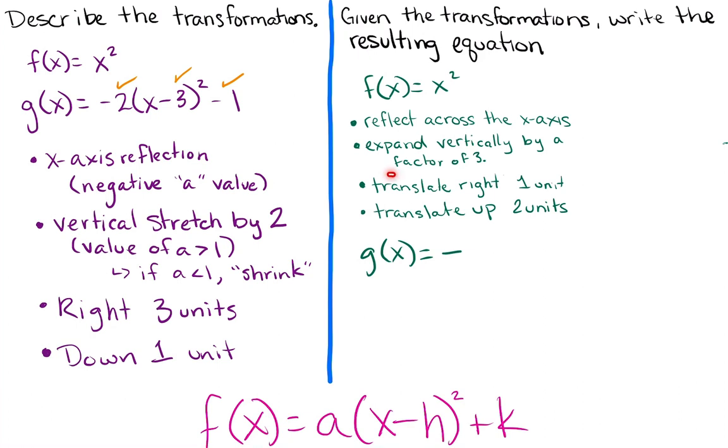And then I also notice that I'm expanding vertically by a factor of 3. And the word expand is a synonym to stretch. Okay? So that tells me that the value of A is also going to be changed. When we don't write the number in front of a variable, it's a 1. And I need to change that so I'm stretching by a factor of 3. Which means instead of having a 1 in front of my parentheses where my x is, I need to have a 3.